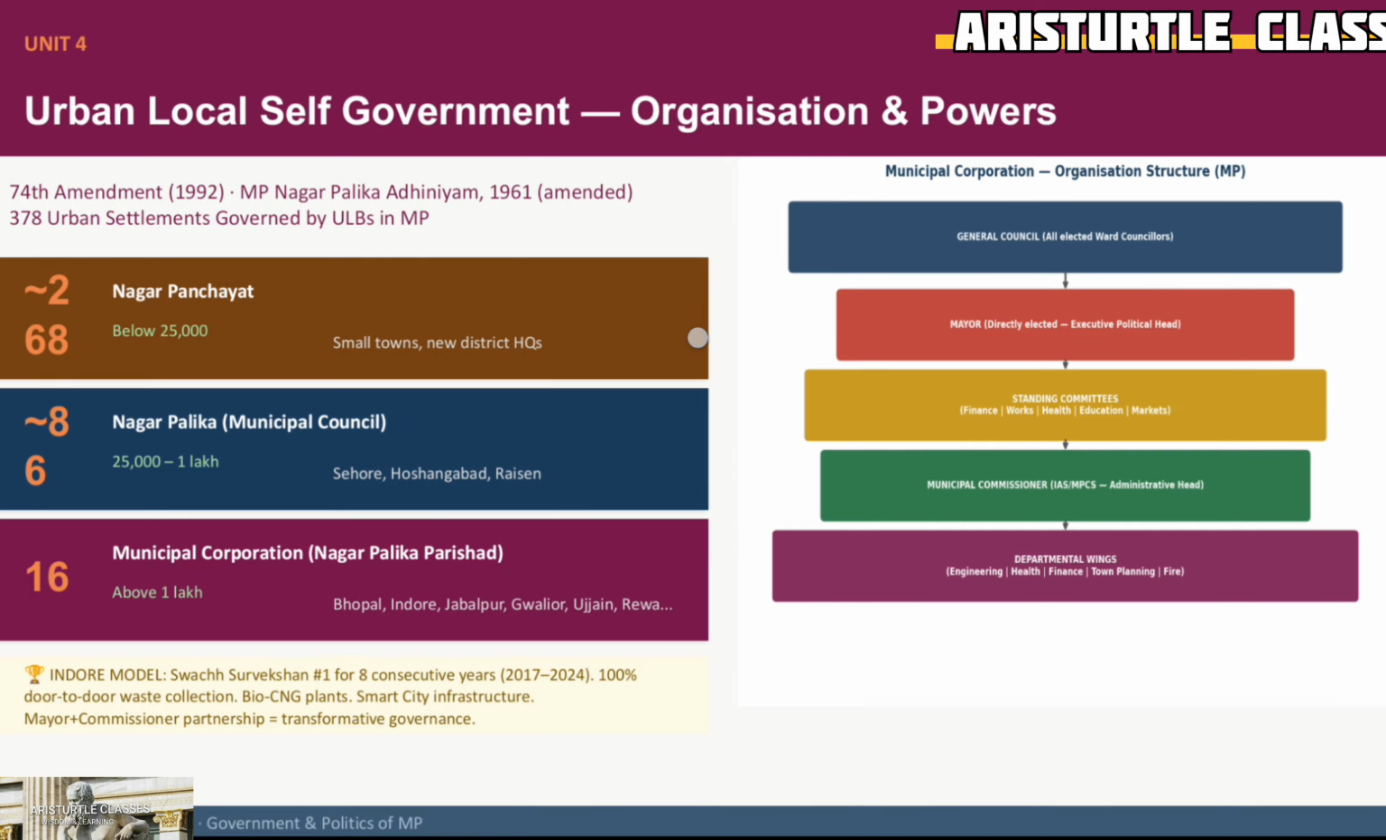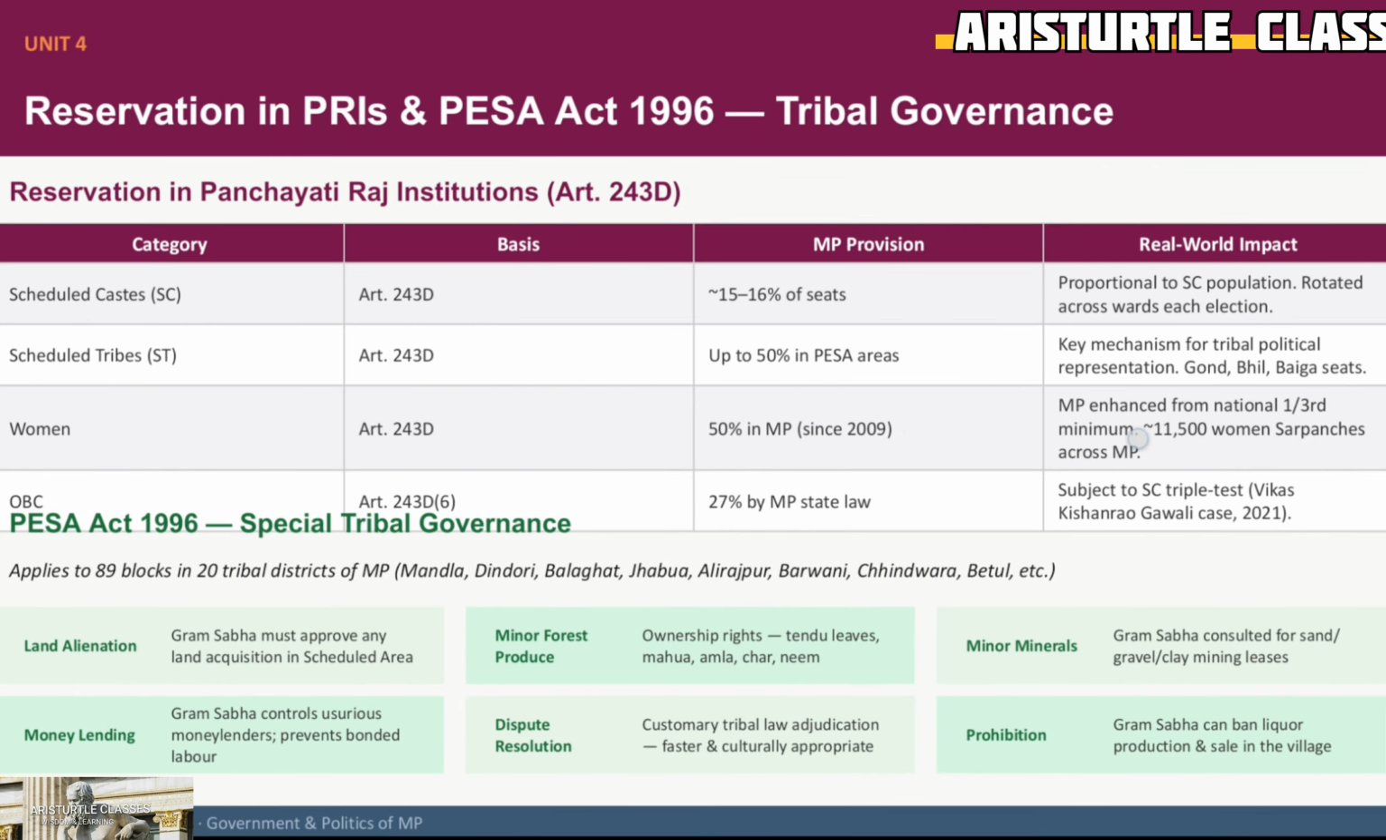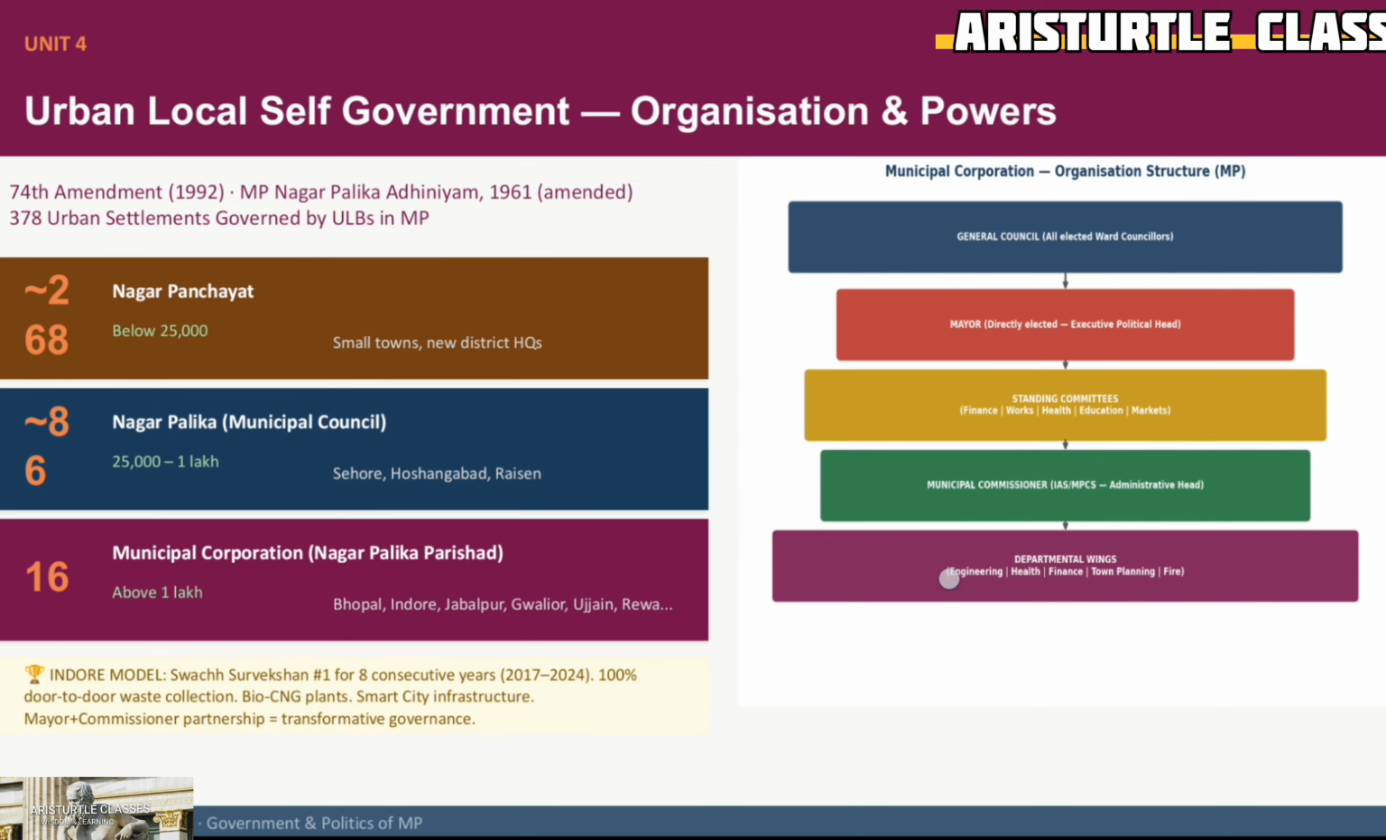Now, talking about the urban local self-government, the basic organization is very simple. We have categorized this urban local self-government into three parts, on the basis of population. If the population is below 25,000, we constitute a Nagar Panchayat there. This is for small towns.